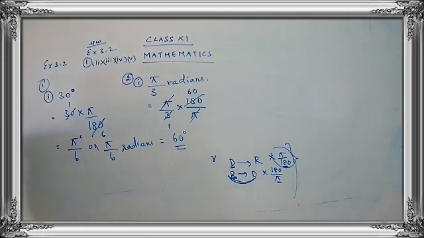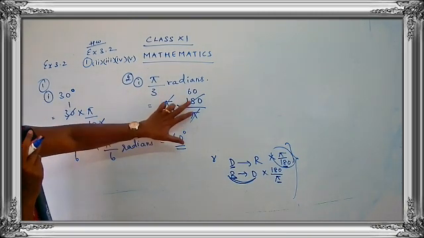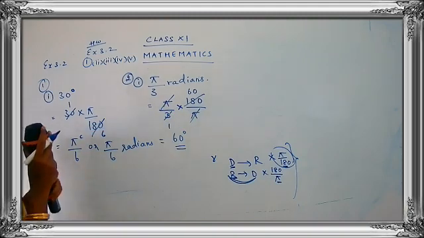So are you clear with the first sub part? How to find the answer in terms of degree? Multiply by 180 upon pi. Clear? Now again your homework.